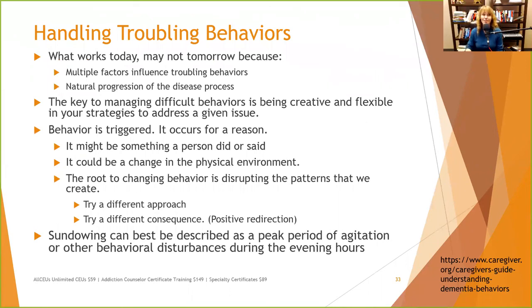What works today may not work tomorrow because multiple factors influence troubling behaviors. It's not just cognitive decline. There's a whole bunch of physiological, emotional, and cognitive stuff in addition to environmental and social, who's around, that is going to influence the person's behaviors and mood. And the disease is going to progress. So we need to take each day and go, all right, what worked yesterday, we can try it. But if it doesn't work today, let's not get frustrated. Let's say, all right, we need to find a new solution instead of getting fired up about it. The key to managing difficult behaviors is to be creative and flexible.